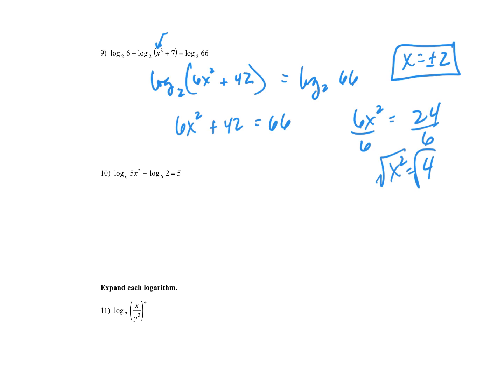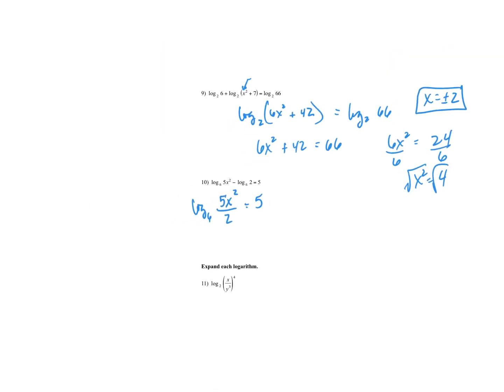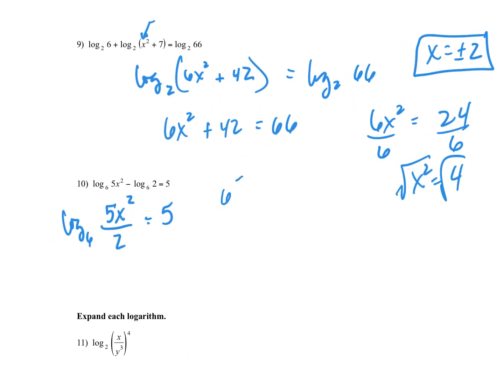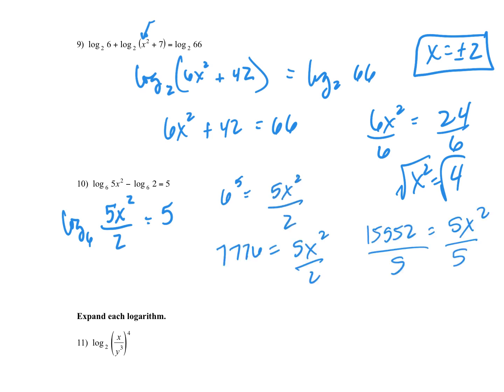The next one, you also have a division because it's minus. So log base 6 of 5x squared over 2 equals 5, but there's not a log on both sides, so you have to change it to exponential. And you have 6 to the 5th equals 5x squared over 2. So 6 to the 5th is 7,776, and when you multiply that by 2, you get 15,552. And that equals 5x squared.